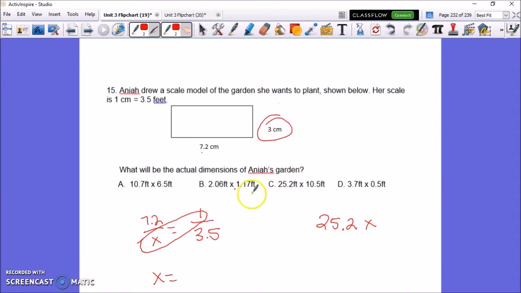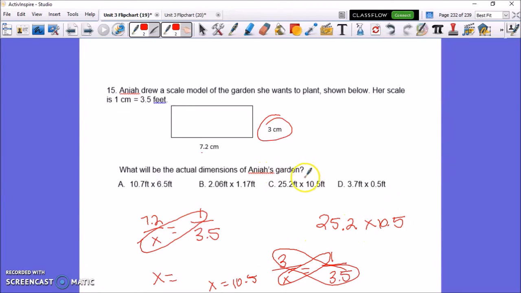So then we're going to do the same thing. Centimeters on top. So 1 centimeter is equal to 3.5 feet. So 3 centimeters is equal to x. And we're going to cross multiply. That's going to give us x is equal to 3.5 times 3, 10.5. So our answer would be C. Those are the new dimensions for the actual dimensions.